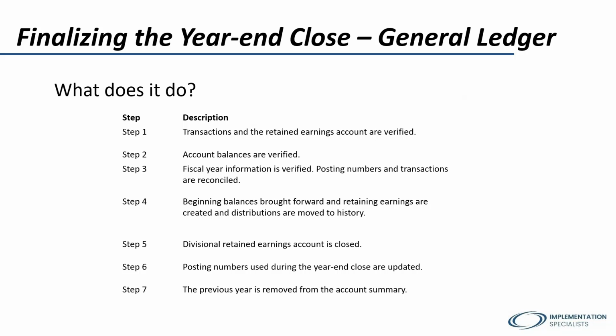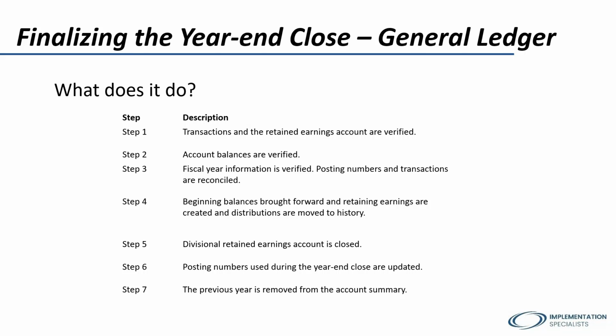So what does the year-end close process do in GP? The first step is that it validates those transactions in that retained earnings account. So if those segments that we talked about earlier, those department segments, you're closing your retained earnings to departments, if that segment is not set up for every retained earnings account, it will stop at step 1 and ask you to correct. It then verifies the account balances.